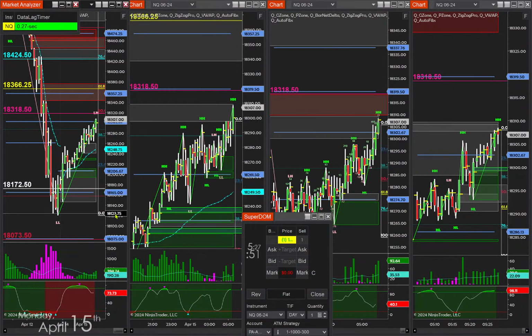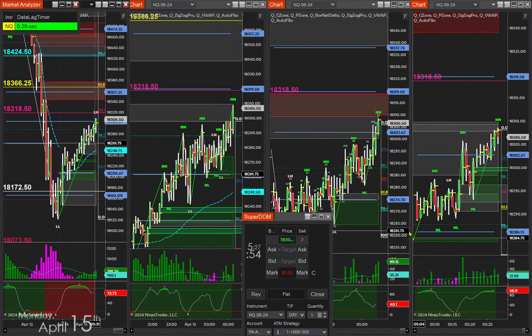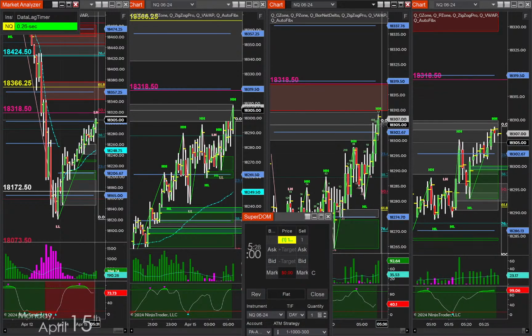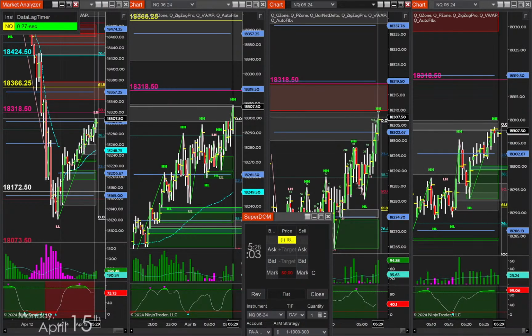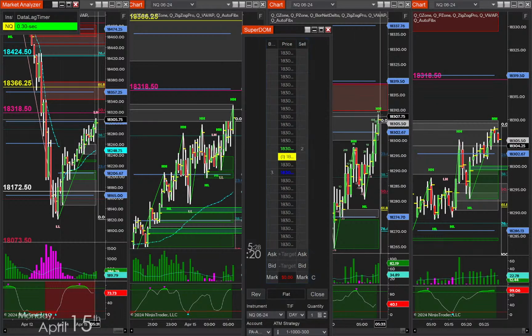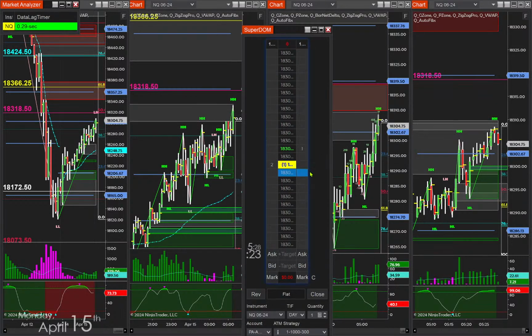Yeah, we'll see here. I might take a short here. Again, the market is just so slow, right? It's not moving. So if you look at the DOM here, you see the spread is like 2 ticks, right? So there's not a lot of volume here. There's like 2 ticks of spread here. Sometimes there's 3, sometimes there's 4, which means that the market is very illiquid, right?